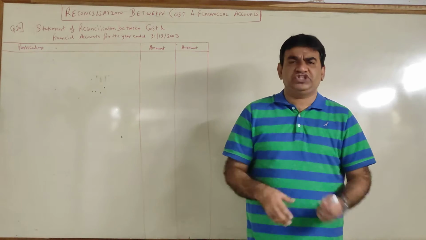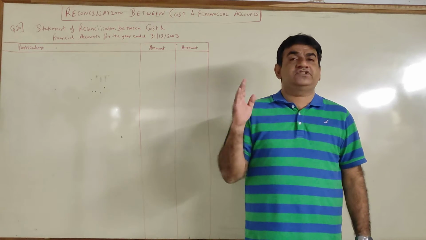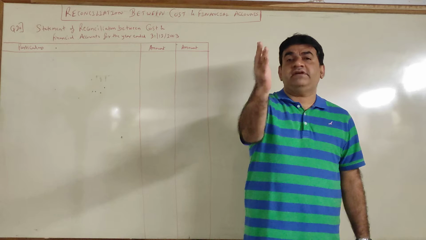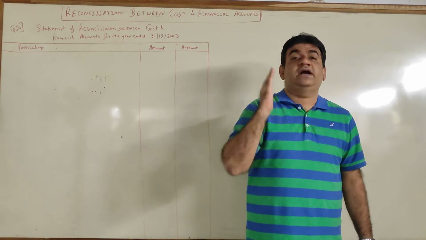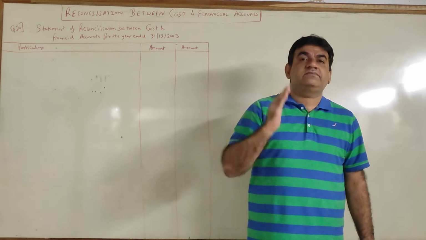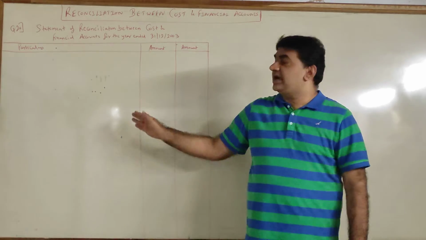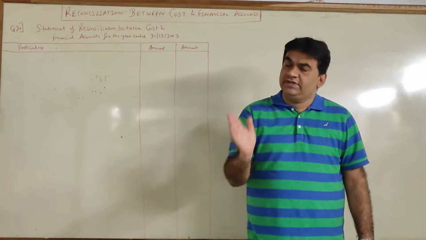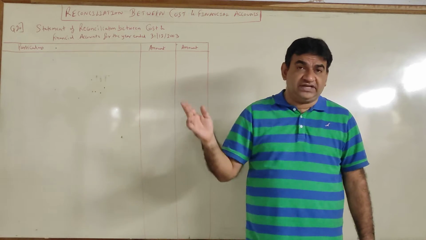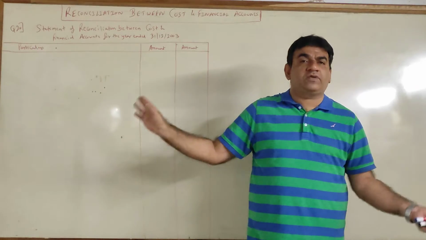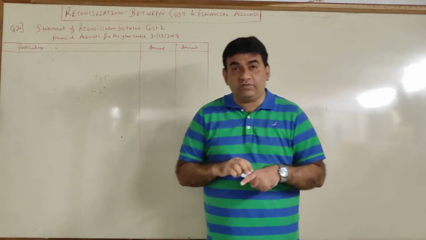As compared to cost sheet, this is a comparatively smaller chapter. Whatever time we took for cost sheet, this chapter will get over in half the time. So the number of sums is also comparatively lesser as compared to cost sheet, and the formatting is also very straightforward.